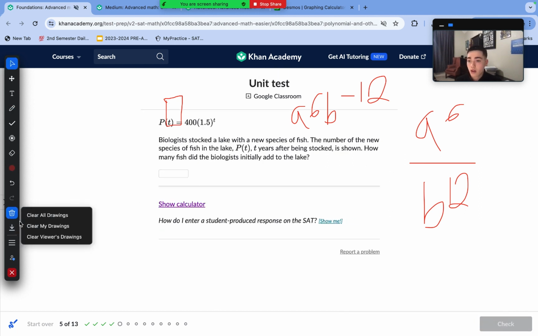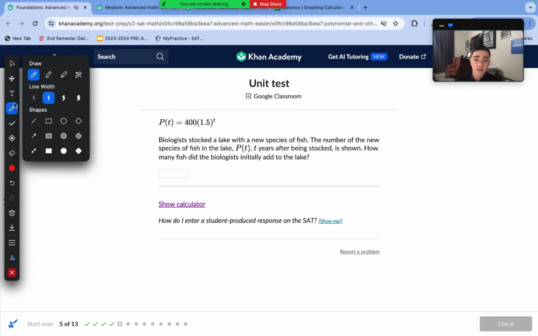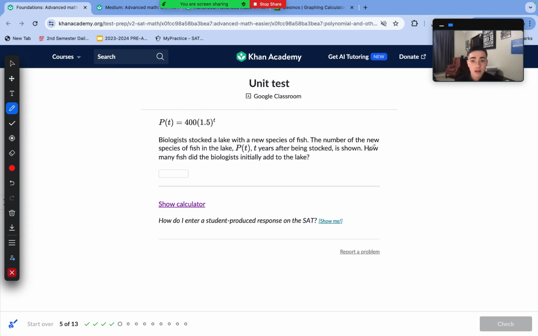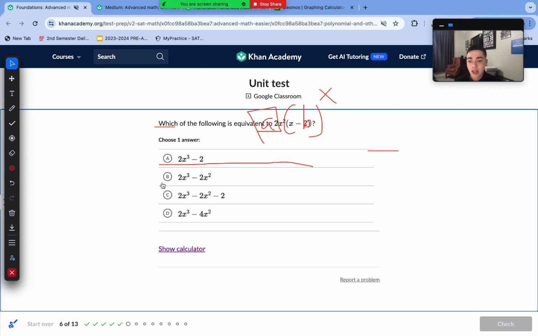On to this next one. A biologist stocked a lake with a new species of fish. How many fish did the biologist initially add to the lake? This is an exponential relationship in the form of a times b to the x. In this format, our a is our y-intercept. So we need to remember, when t equals 0, P of 0 equals 400, because 1.5 to the power of 0 is 1, and 400 times 1 is 400. So that means that there were 400 fish initially in the lake.